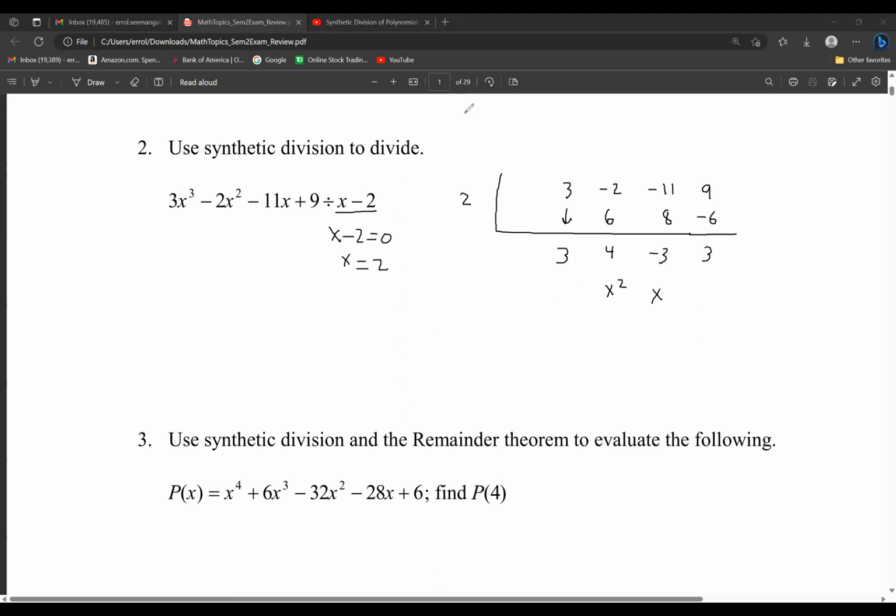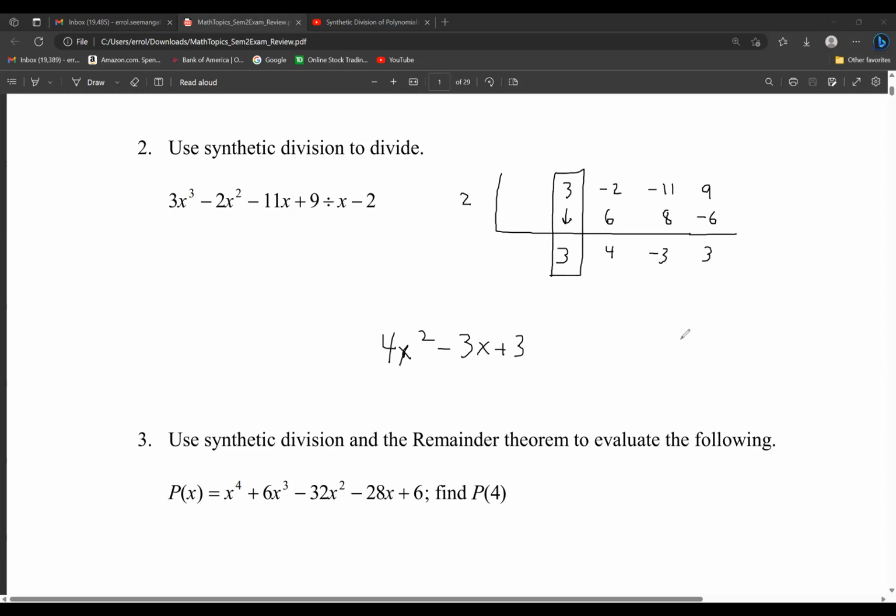So the answer would be 4x squared minus 3x plus 3. Get it? This first one you just ignore.